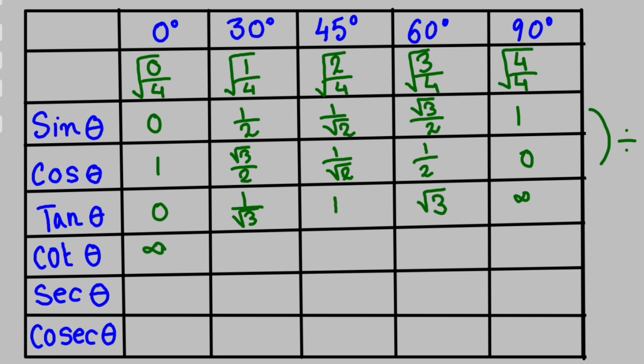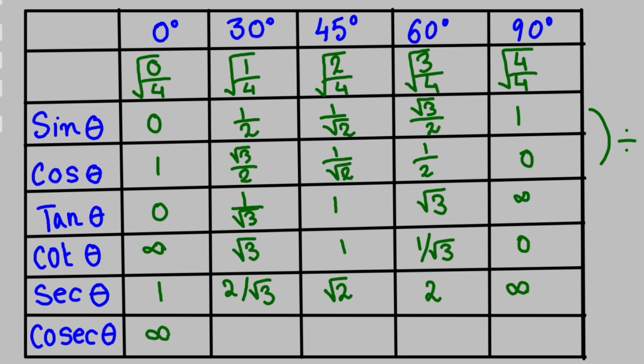Now, cot theta is what? Opposite of tan. Not opposite, actually it is the reciprocal of tan theta. So whatever value you are getting in tan theta, just take the reciprocal of the value and you will get cot theta. Cos theta, take the reciprocal of the value, you will get sec theta. In this way you can get all the values of sec theta. Just reverse the number, meaning the fraction, and then for sine, just reverse the fraction, you will get cosec theta.